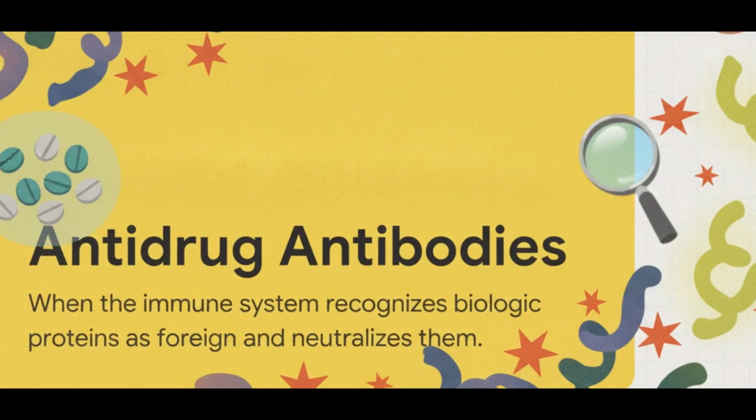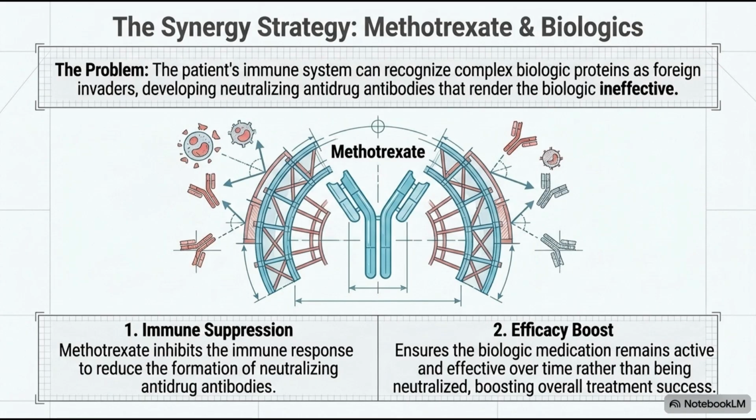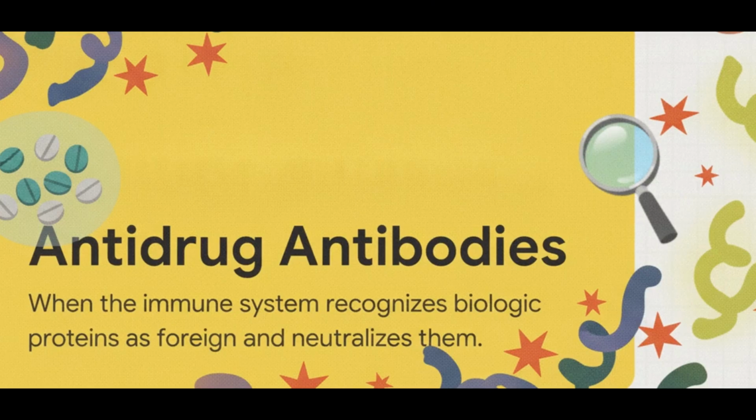Because they are large, complex proteins, a patient's immune system can literally recognize the medication as a foreign invader and start building anti-drug antibodies to attack it. This completely neutralizes the drug and ruins its efficacy. But by adding an immunomodulator like methotrexate to the mix, you suppress that underlying immune response. This prevents the formation of those anti-drug antibodies and creates a powerful synergistic boost to the biologic's overall effectiveness.